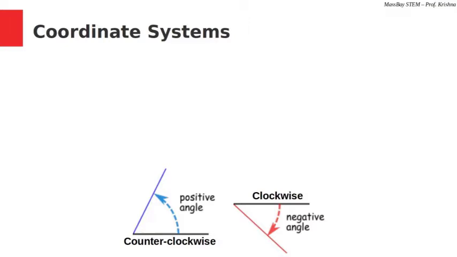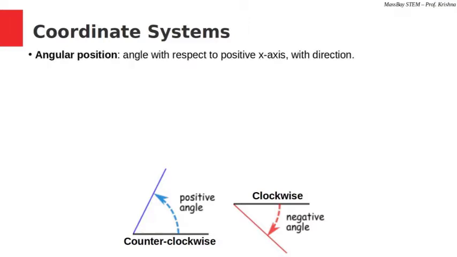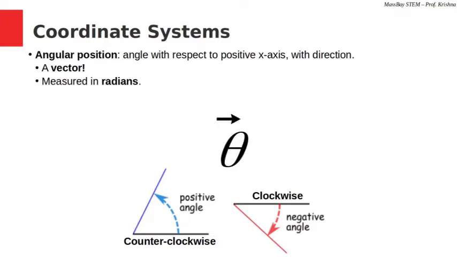In rotation, we don't usually use the term angle of orientation. Instead, we use the term angular position. Angular position tells you how far something is from the positive x-axis and in which direction, clockwise or counterclockwise. That means angular position is a vector. It is symbolized with the Greek letter theta with a vector sign. It is measured in radians.